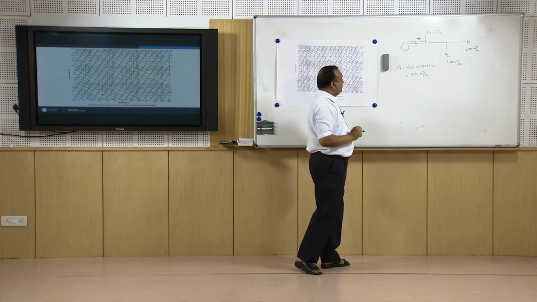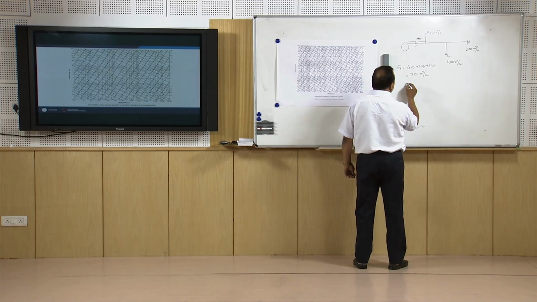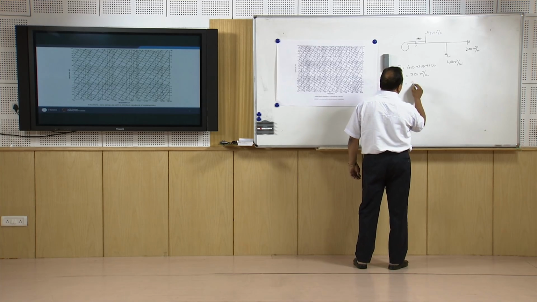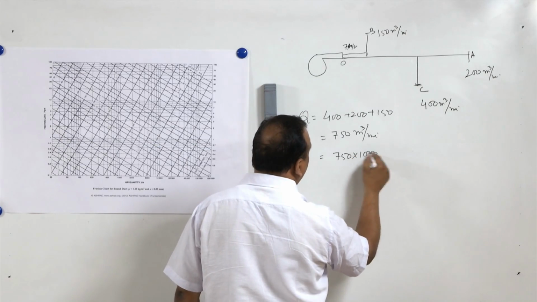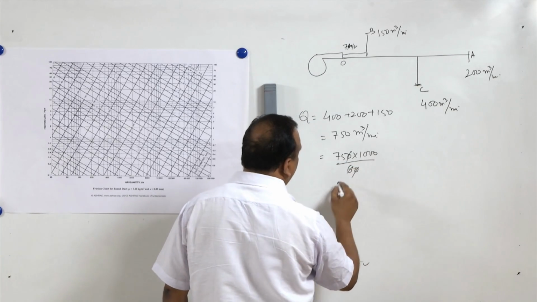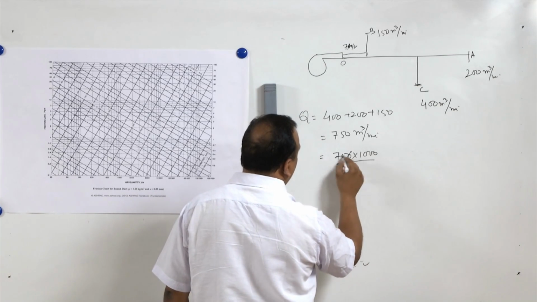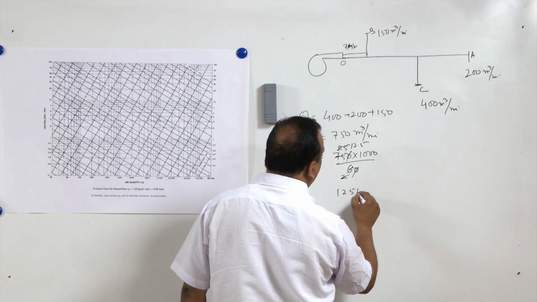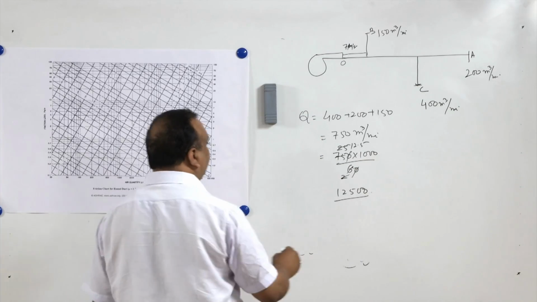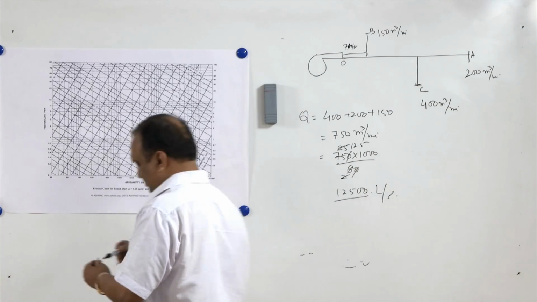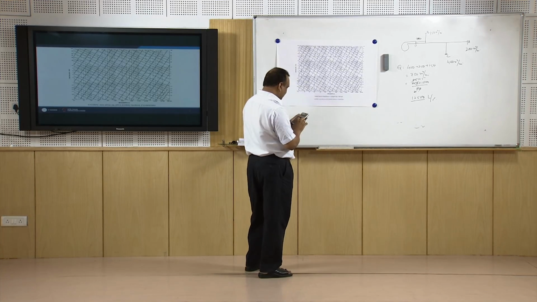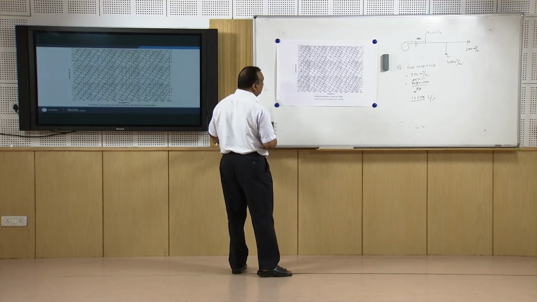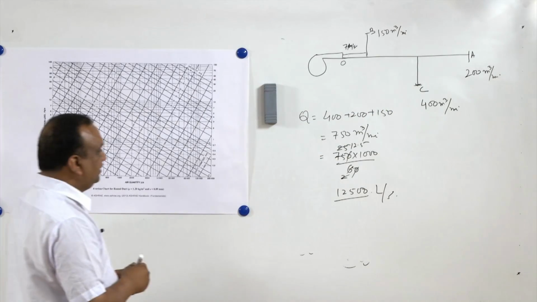Now, this 750 meter cube per minute has to be converted into liters per second. So, that is going to be 750 into 1000 divided by 60, and this is 12,500. That is 12,500 liters per second. Let me check with the calculator also. 750 into 1000 divided by 60. Yes, 12,500 liters per second.